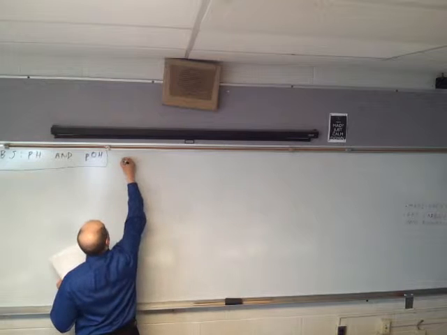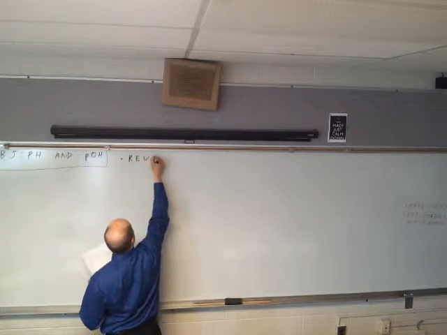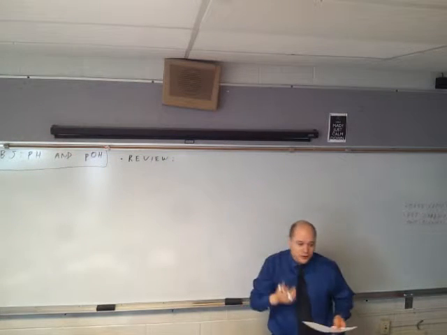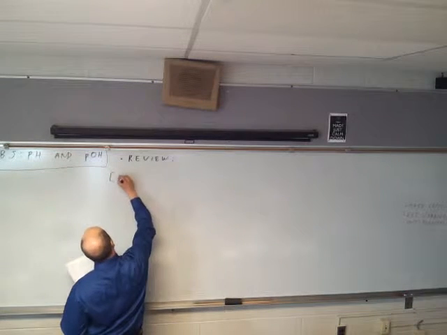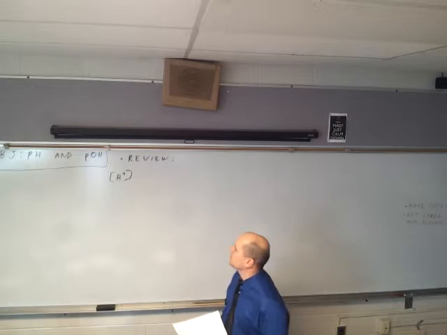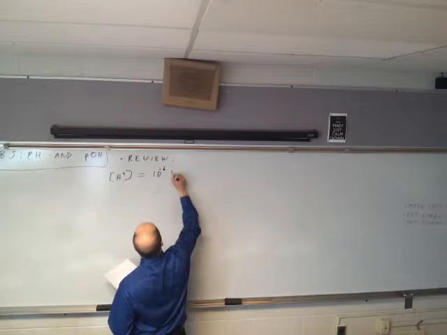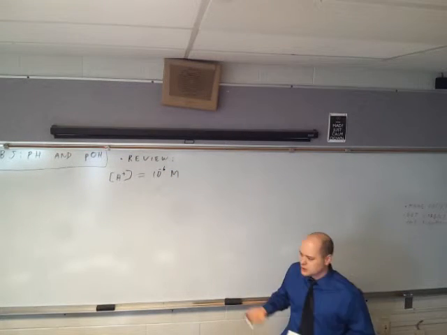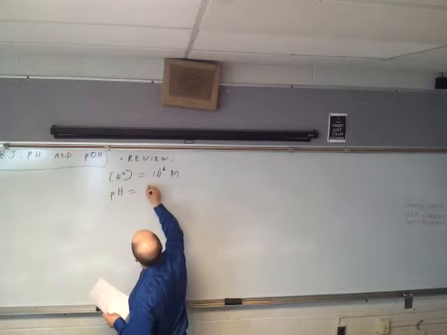pH and pOH. We'll start with a moment of review. What we already know is, if we know the hydrogen ion concentration, let's say it's 10 to the minus 6 molar, then what's the pH? Just 6. So the pH is just the exponent. This is what we know.